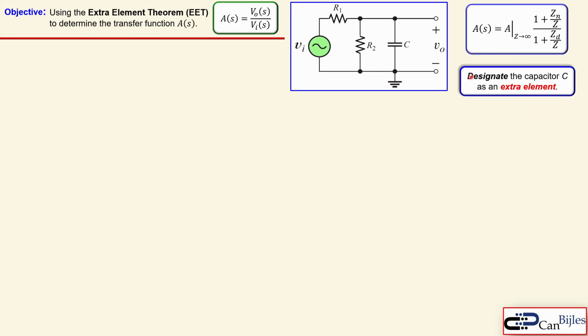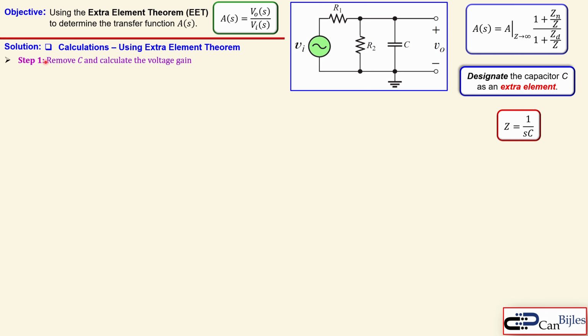Here we will designate the capacitor C as our extra element. It doesn't have to be the capacitor, it can also be the resistor R1 or R2, it doesn't matter, but you have to select one of the elements in the circuit. In this case we select the capacitor C. And C has an impedance, as we know from AC circuits, of 1 over SC in the Laplace domain. Okay, so let's see that using the extra element theorem.